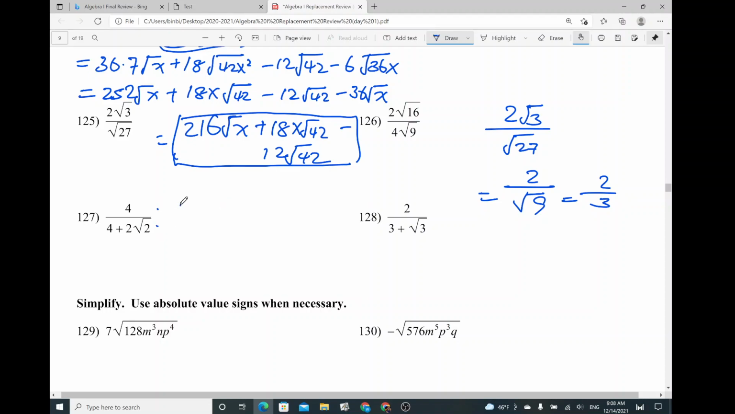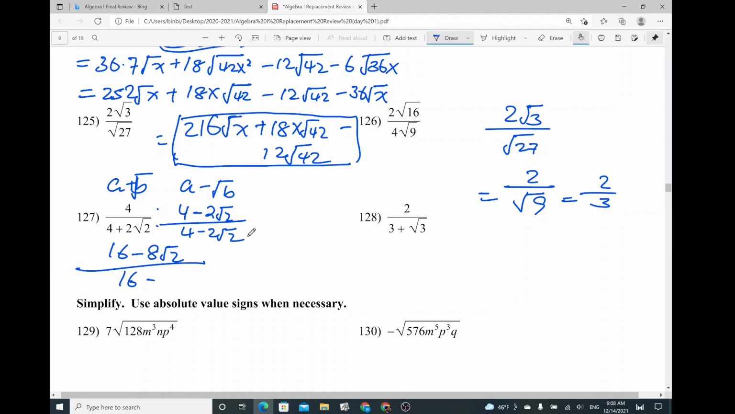But now let's do the one that requires rationalizing, like this one. So you multiply by the conjugate, 4 minus 2 root 2, top and the bottom. Conjugate, it's like a plus root b, so the conjugate will be a minus root b. So 4 times 4, 16. 4 times negative 2 root 2, negative 8 root 2, all over. This one is just the difference of squares. 4 times 4, 16. 2 root 2 times 2 root 2, which is 4 times 2, which is what? 8. So minus 8. So we got 16 minus 8 root 2 over 8. And then reduce. Binomial over the monomial, so 2 minus root 2.